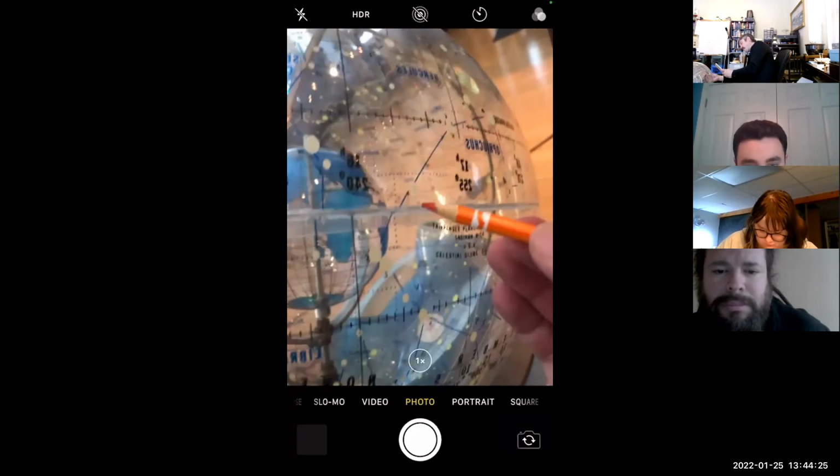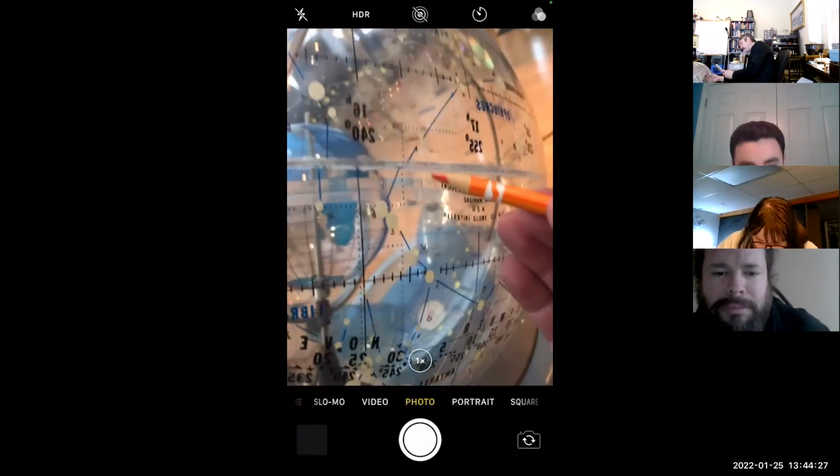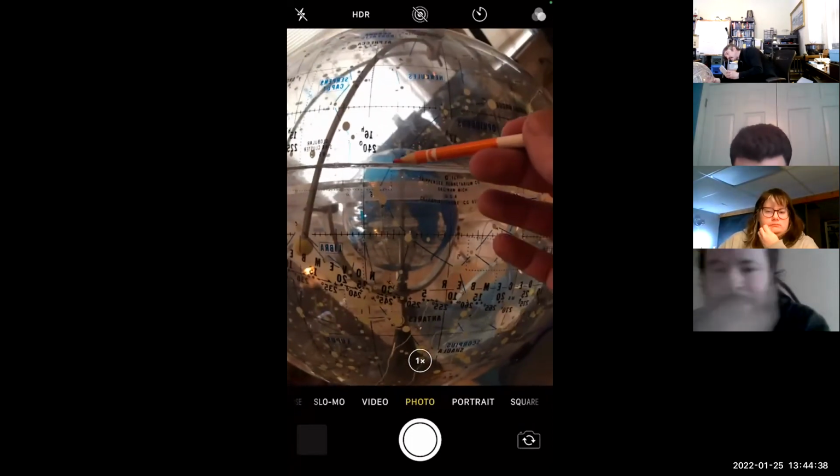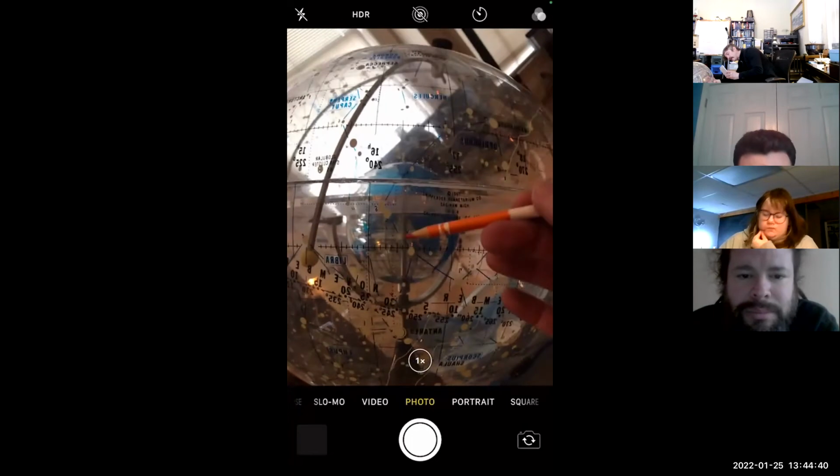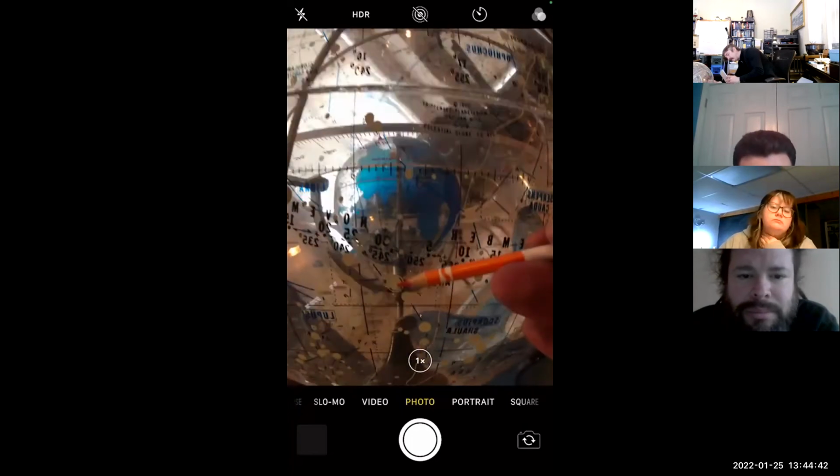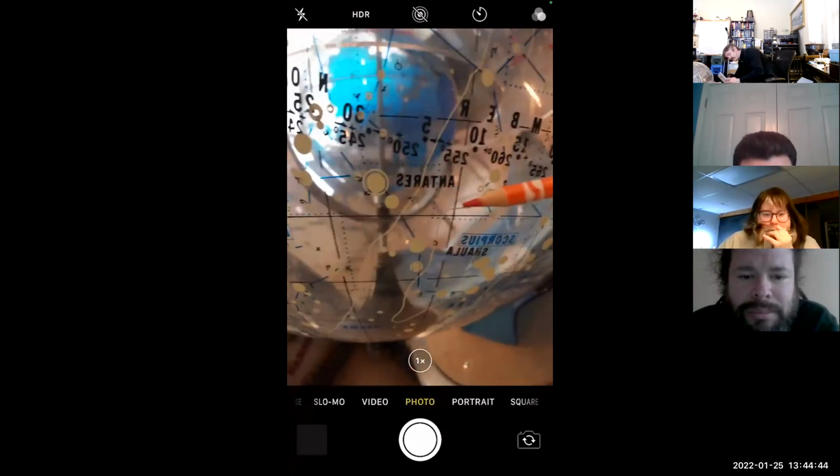So I'm starting at 1630 or so, minus 10, minus 20. I have to stay along a line of constant right ascension. So if that's 1627, minus 10, minus 20, and there's minus 26. Can you guys read that?